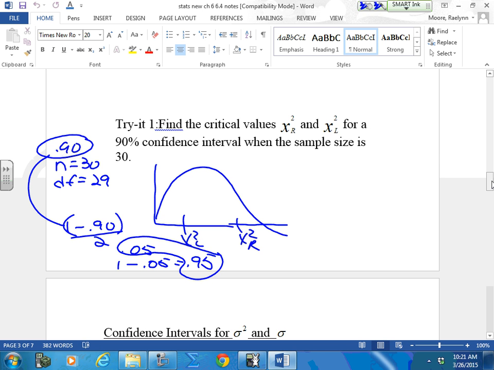We did your inverse norm thing. Normally you say 1 minus 90 divided by 2. Usually it's your area to the left, but your chi-square is your area to the right. However, we're not going to worry about that. We're going to just find your two values. You always have to have two values. They're never the same.